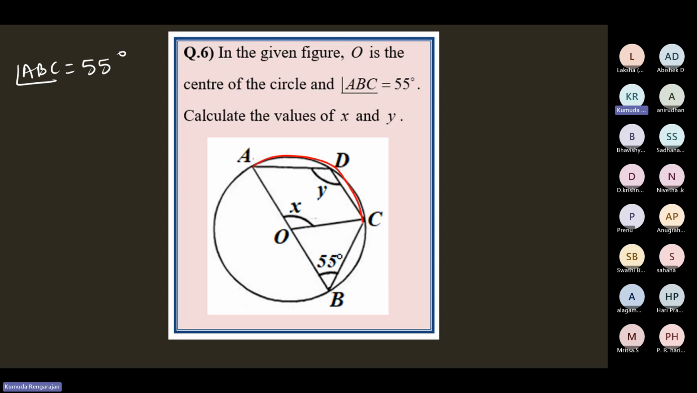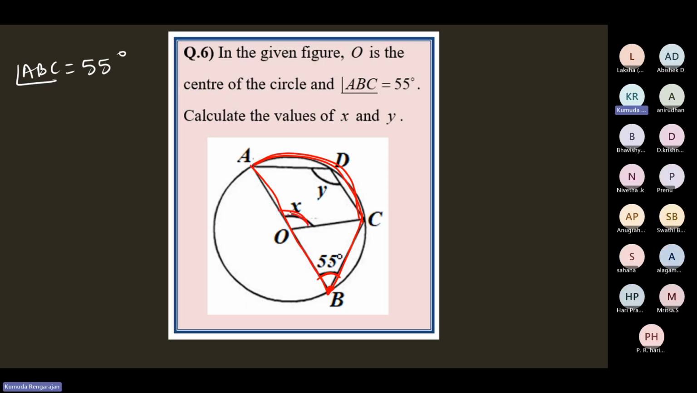See, the point B is not on the arc itself. There's a point B on the circle. Arc AC subtends angle ABC at the point B on the circle. ABC is 55 degrees.